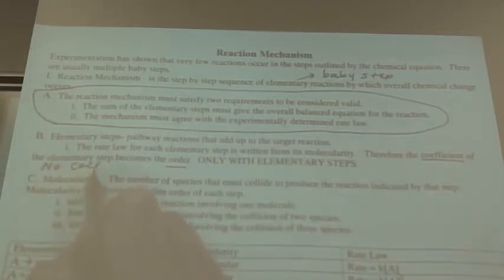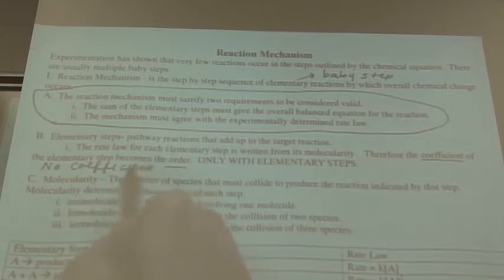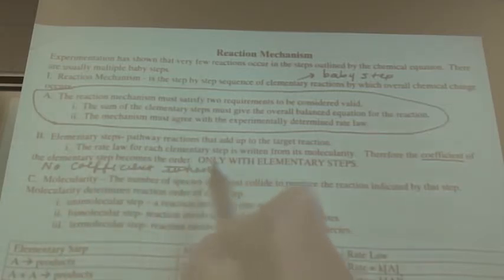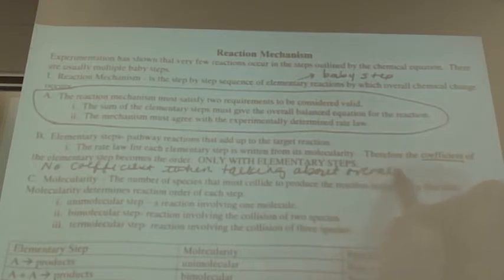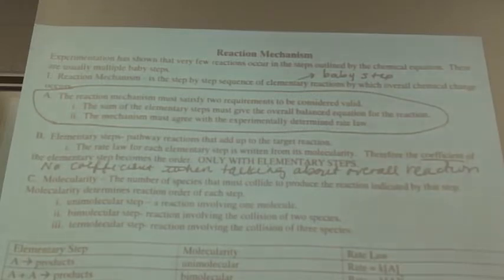No coefficients as exponents when you're looking at the overall reaction. Okay. All right, and the molecularity is the number of species. Do you know what species means when we're talking in chemistry? No. Nope. It's after genus, right? Just chemical. So the number of chemicals that must collide to produce the reaction that you're looking for.